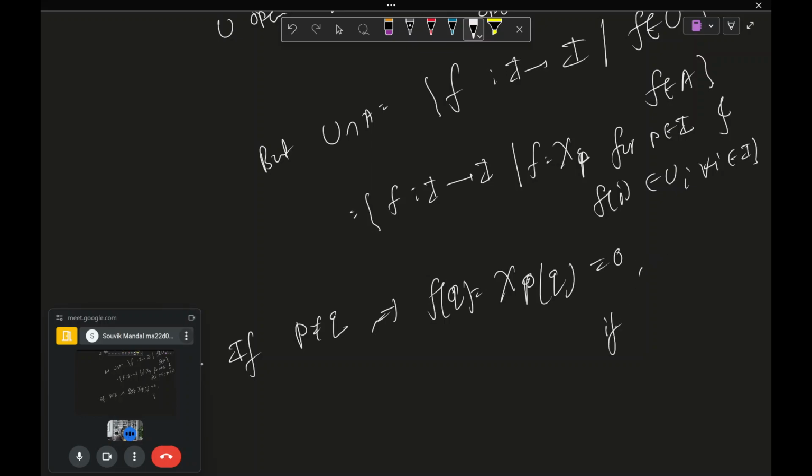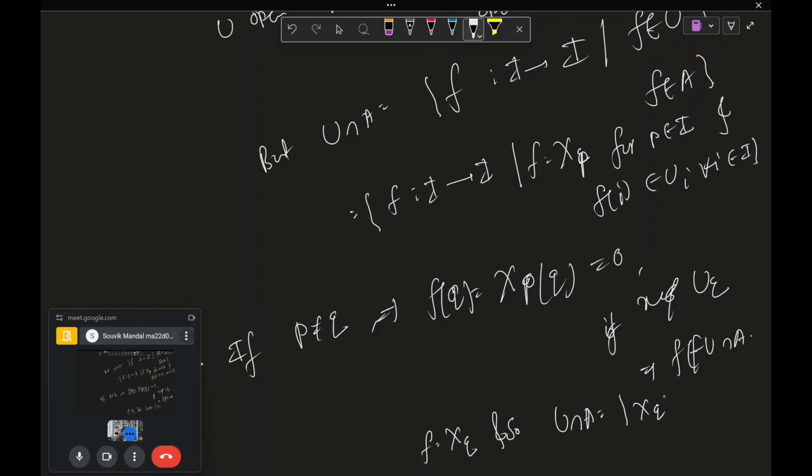So that thing, the gx does not belong to Uq. This implies that f does not belong to the intersection. So therefore f equals i_q, and so U intersection A is equal to i_q, so i_q is open. Okay.